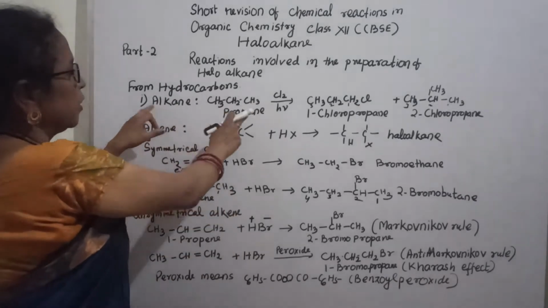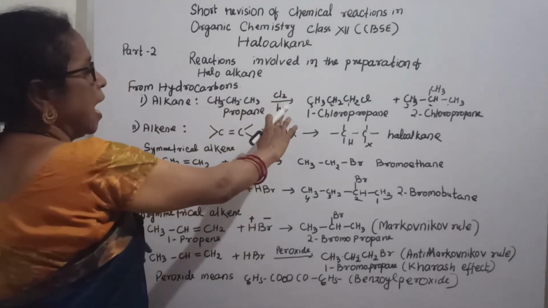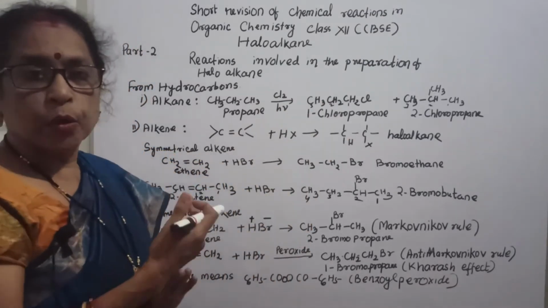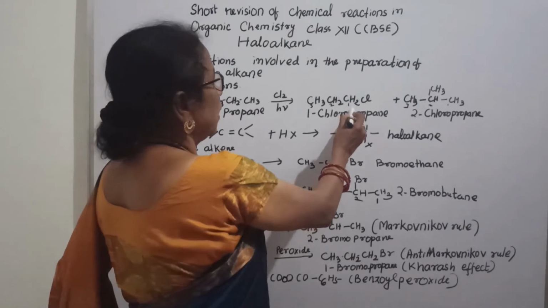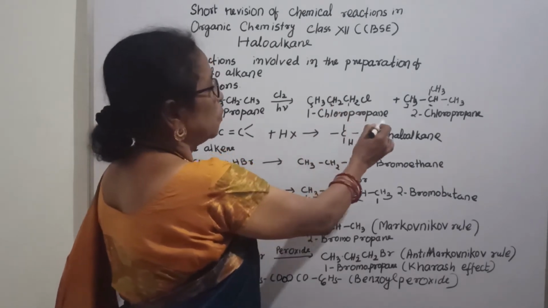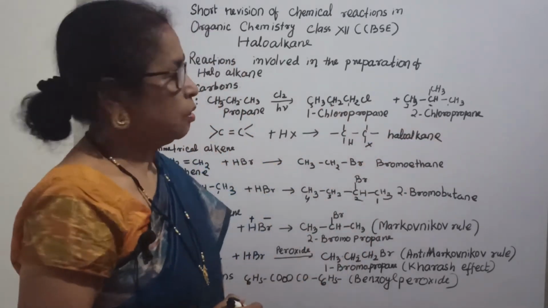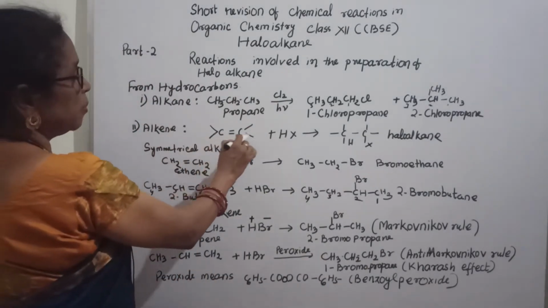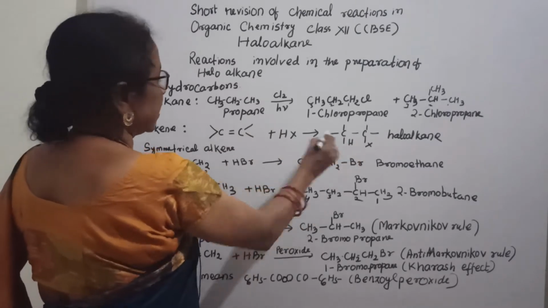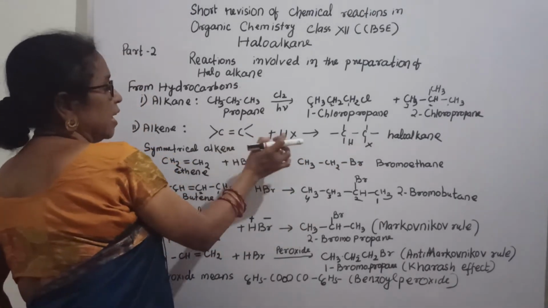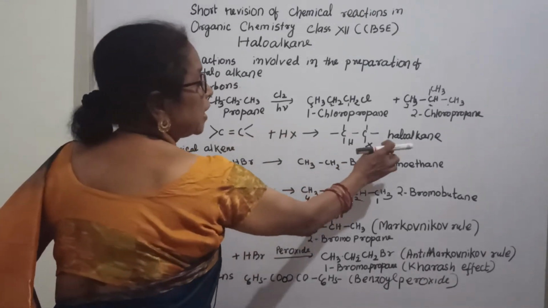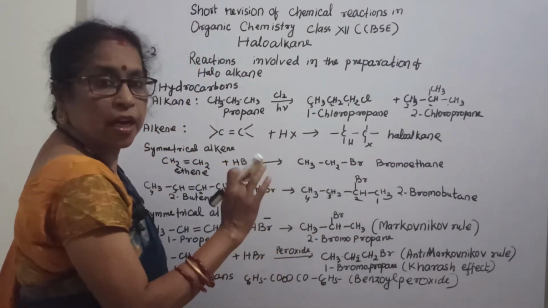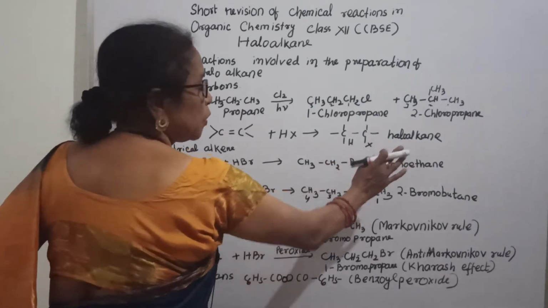In alkane, you take propane, chlorine and h nu. Then what happens? It gives 1-chloropropane and 2-chloropropane. See, 1, 2, 3: 1-chloropropane and 2-chloropropane. Then alkene: this is the double bond, HX adds, because H is added here and X also here, that means it gives haloalkane. Now see, in haloalkane there is no gap, because in an IUPAC name there should be no gap.